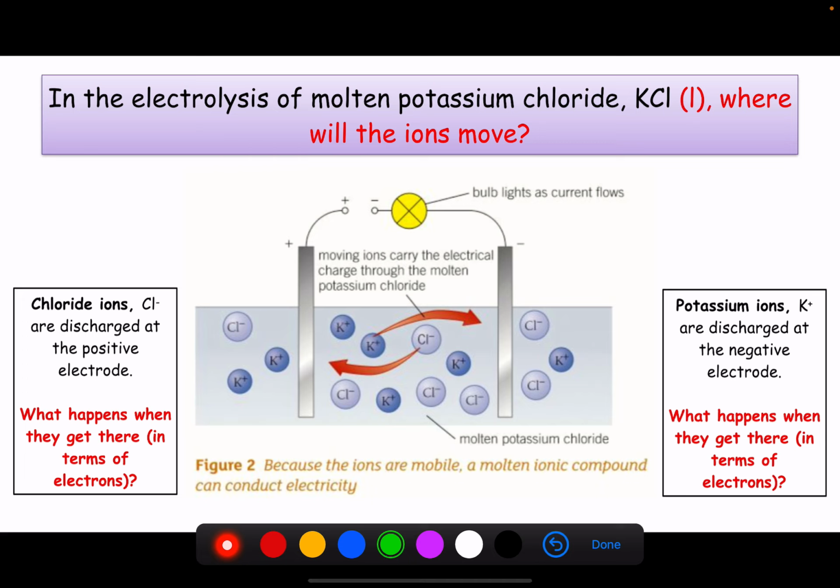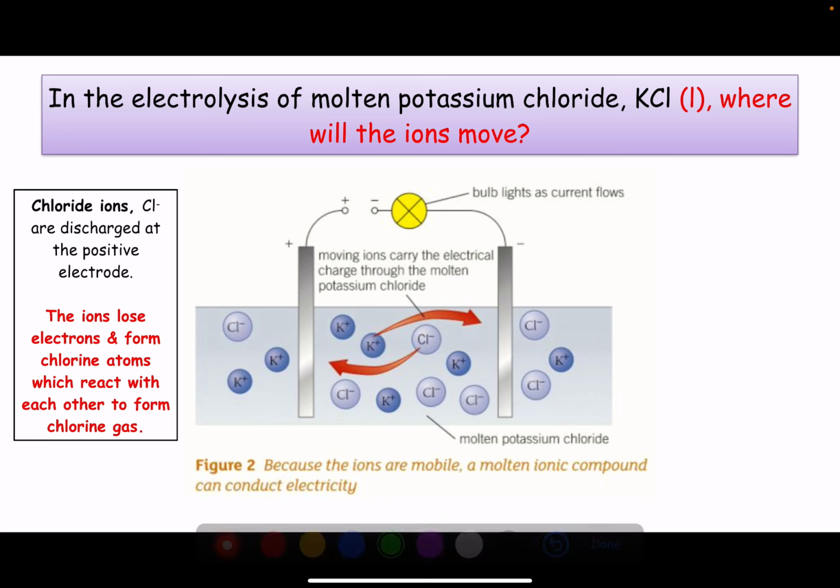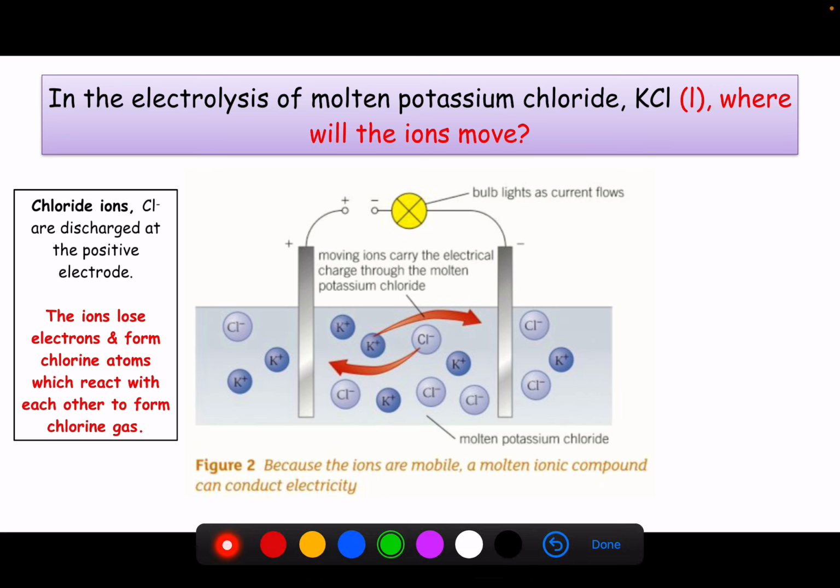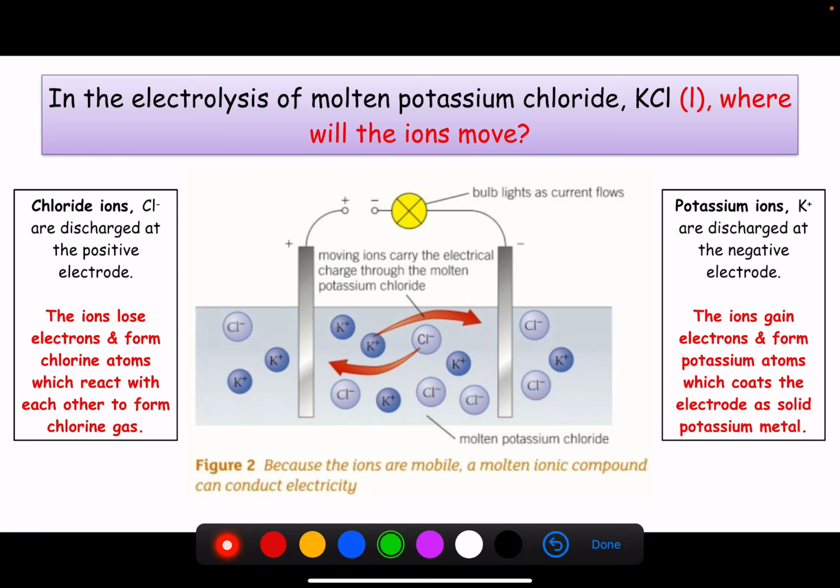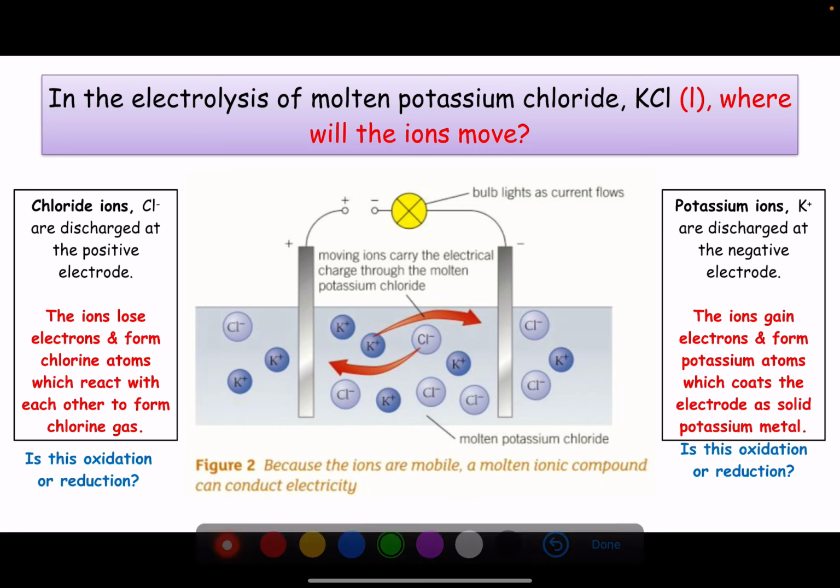And let's just remind ourselves of the reactions that actually take place when those ions arrive at the electrodes. Well, the chloride ions, the Cl-, they lose electrons to become chlorine atoms. Those chlorine atoms react with one another to form chlorine gas. Whereas the potassium ions lose that positive charge, they become discharged by gaining electrons and forming potassium atoms, which then coat the electrode as solid potassium metal.